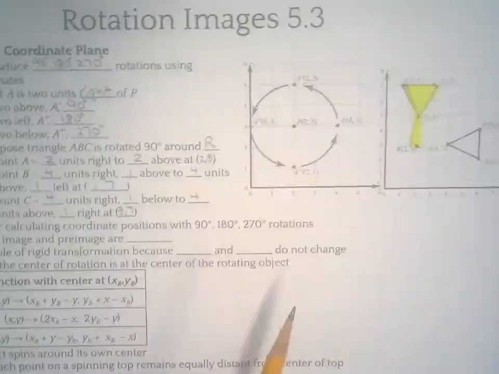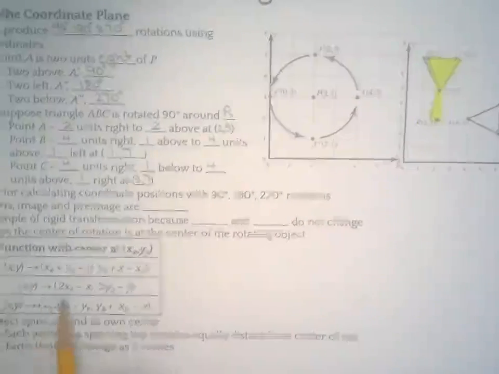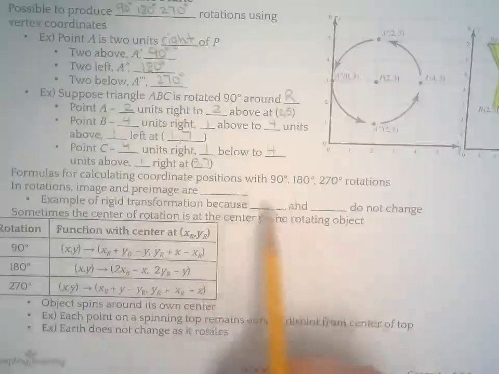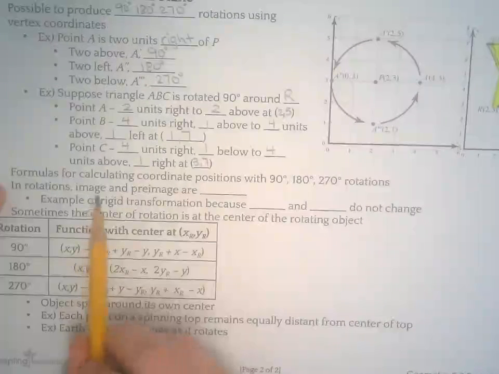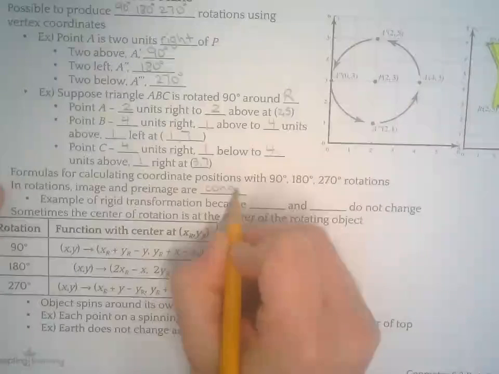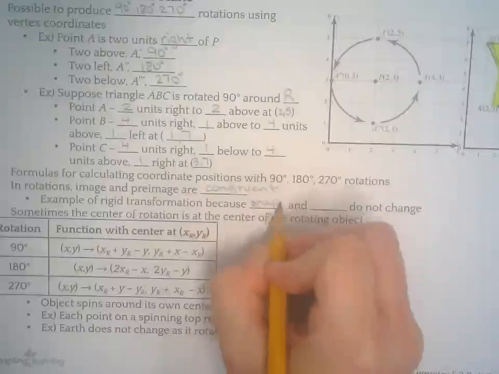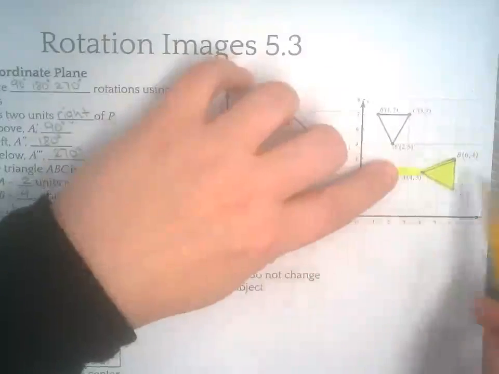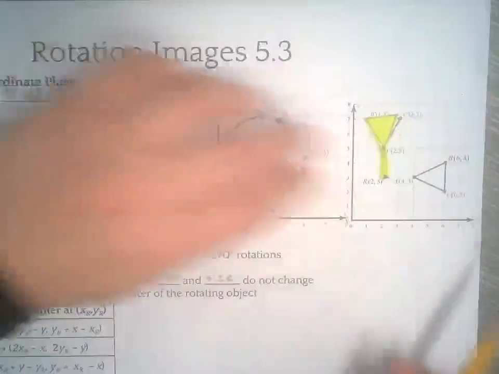A couple more things you need to know: there are formulas for you to calculate that. I'm going to cover this with honors in a little more detail. In rotations, image and pre-image are congruent. Congruent means same shape and same size. It's congruent because it didn't change. It's still my original triangle, right there.